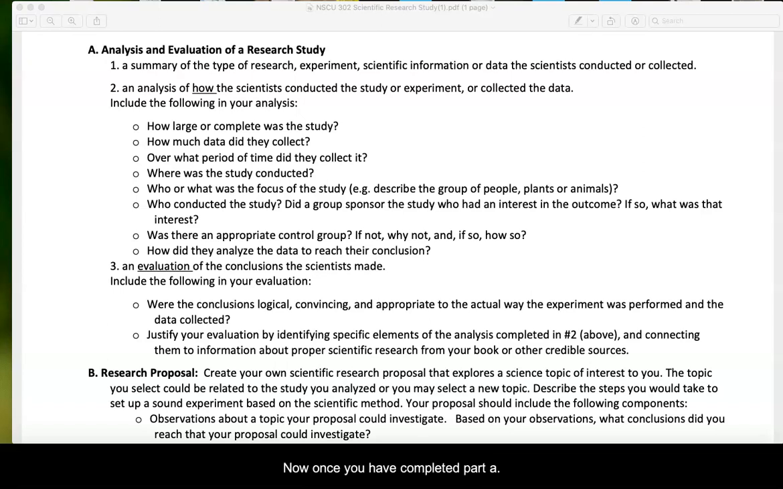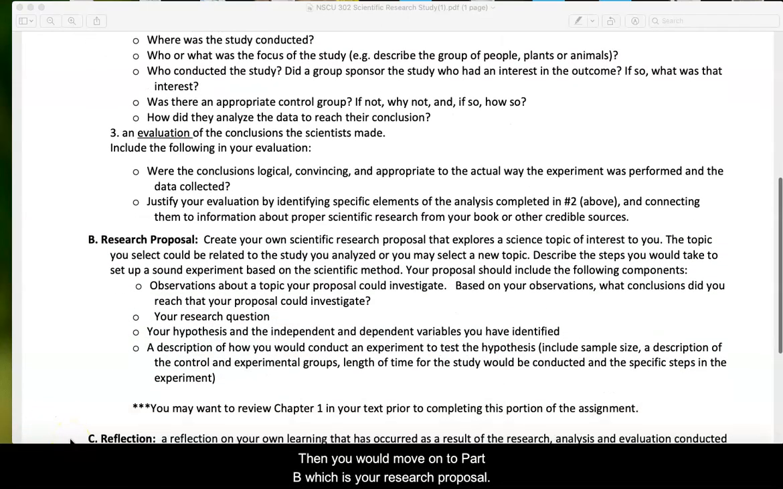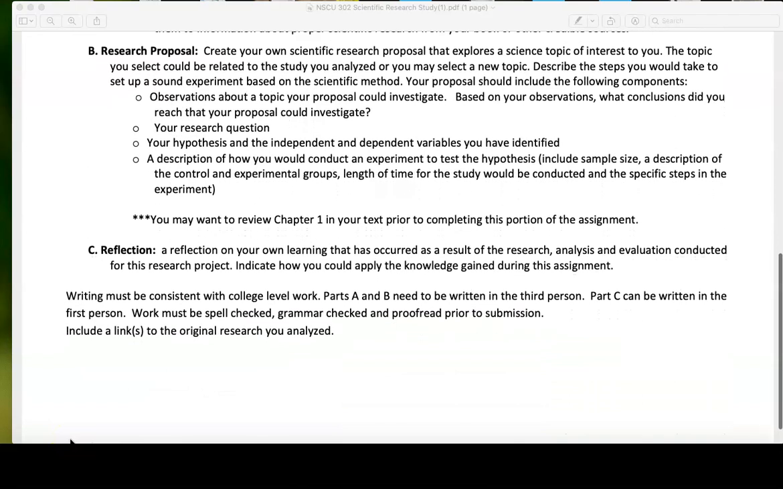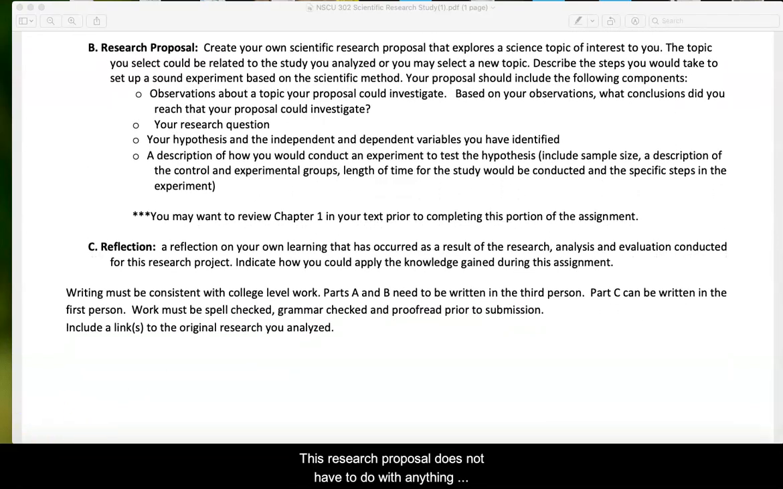Now, once you have completed Part A, then you would move on to Part B, which is your research proposal. This research proposal does not have to do with anything you did in Part A. So your research proposal could be on a completely different topic than Part A. You could also relate Part B, your research proposal, to Part A if you want. It's completely up to you. I do not deduct points for your research proposal being on a completely different topic than what your Part A is about.